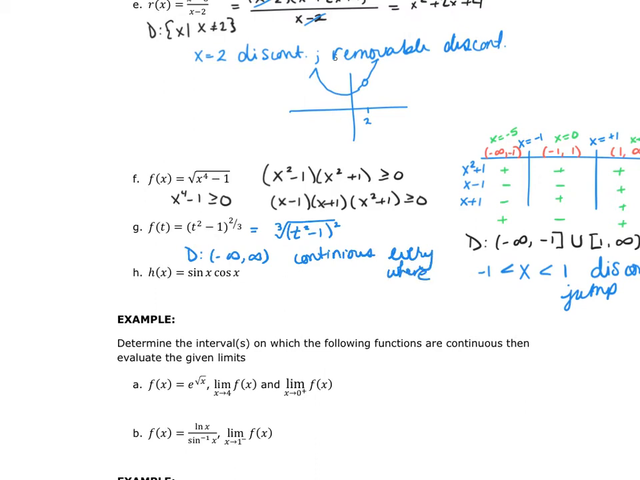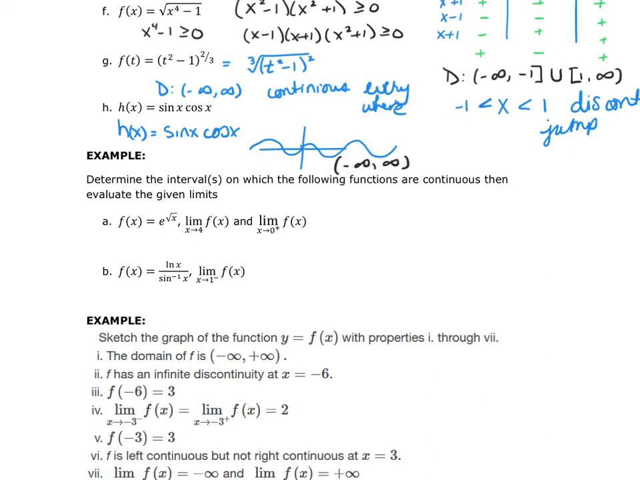Now let's take a look at our last one. We have h of x equals sine of x times cosine of x. There's no place that sine is undefined on the real numbers, and no place that cosine is undefined. If you were to graph this, it would look something like this. There's no place where it's undefined, because sine of x and cosine of x are defined everywhere. So your domain is from negative infinity to infinity, and it's continuous everywhere, just like g.